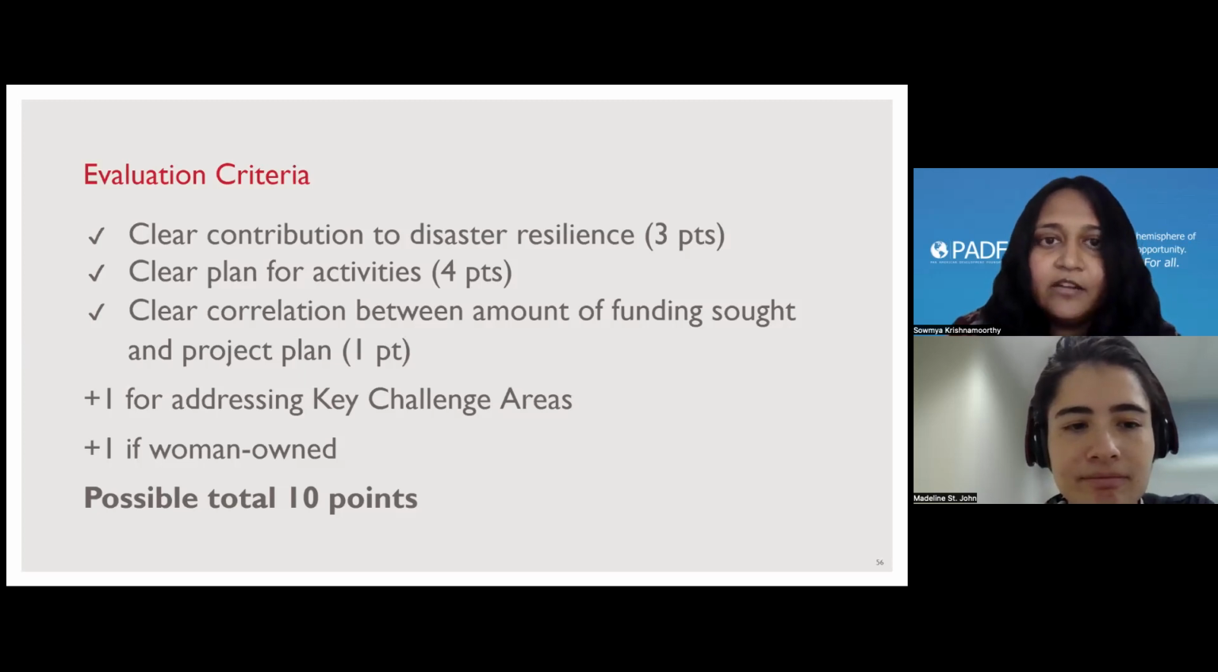And then, of course, there are always bonus points to keep things interesting. So if you do feel like your idea addresses one of the key challenge areas, you get a bonus point for that. And if you're a women-owned or women-led enterprise or initiative, then you'll get a bonus point for that as well, for a total possible of 10 points with additional factors.